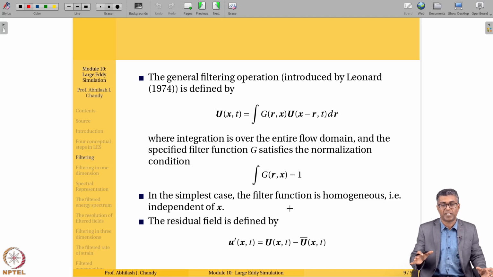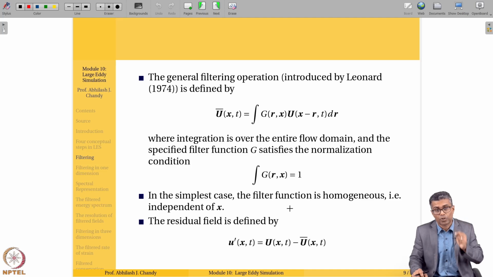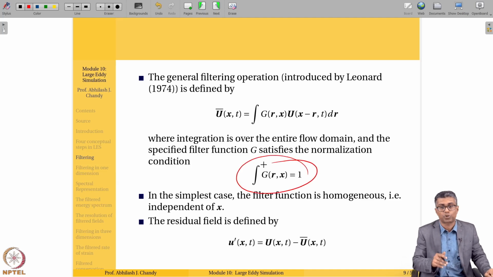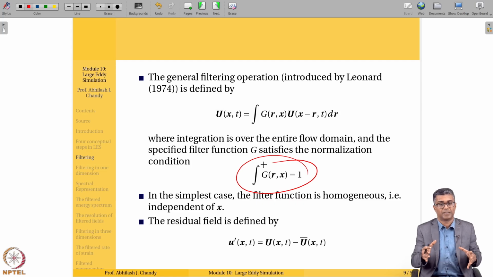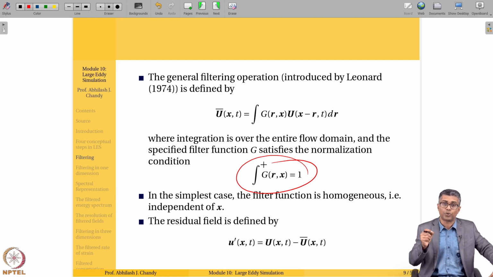When you integrate over the entire domain, you have to recover your velocity. So in order to satisfy that, g has to be integrated. When you integrate over g, it has to be 1. Otherwise, mathematically, you would not recover your entire velocity if you are not filtering it. If you're not filtering it at all, you have to recover your entire velocity. So in order to do that, your g has to satisfy your normalization condition.